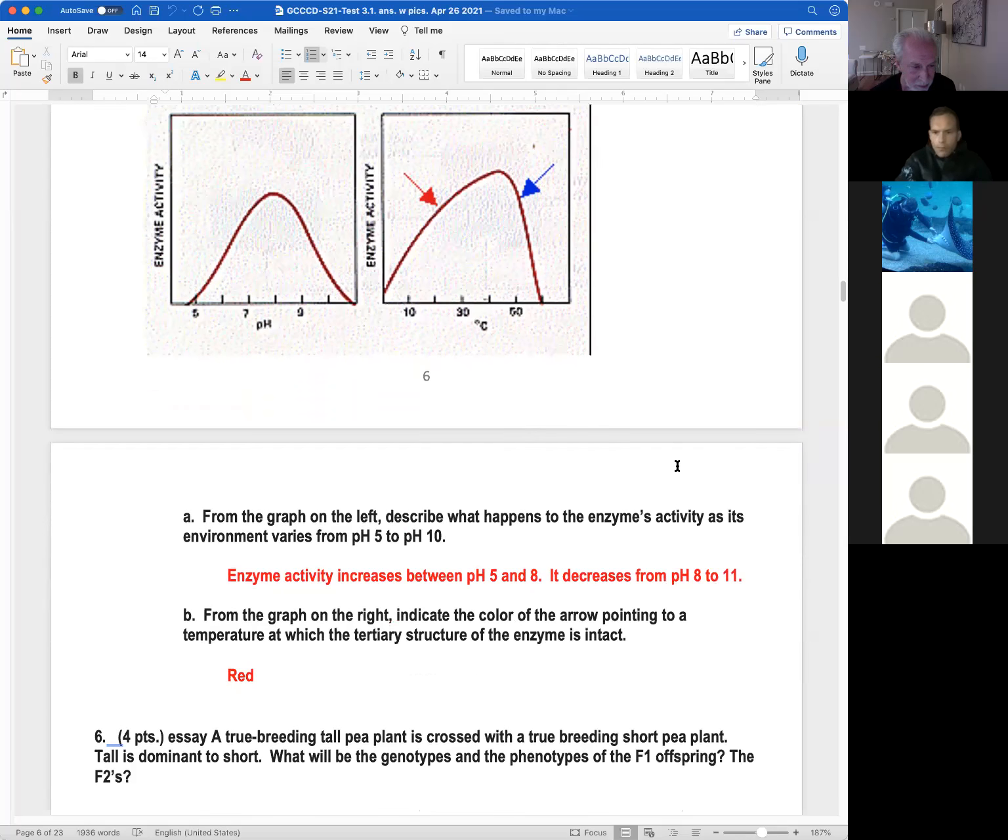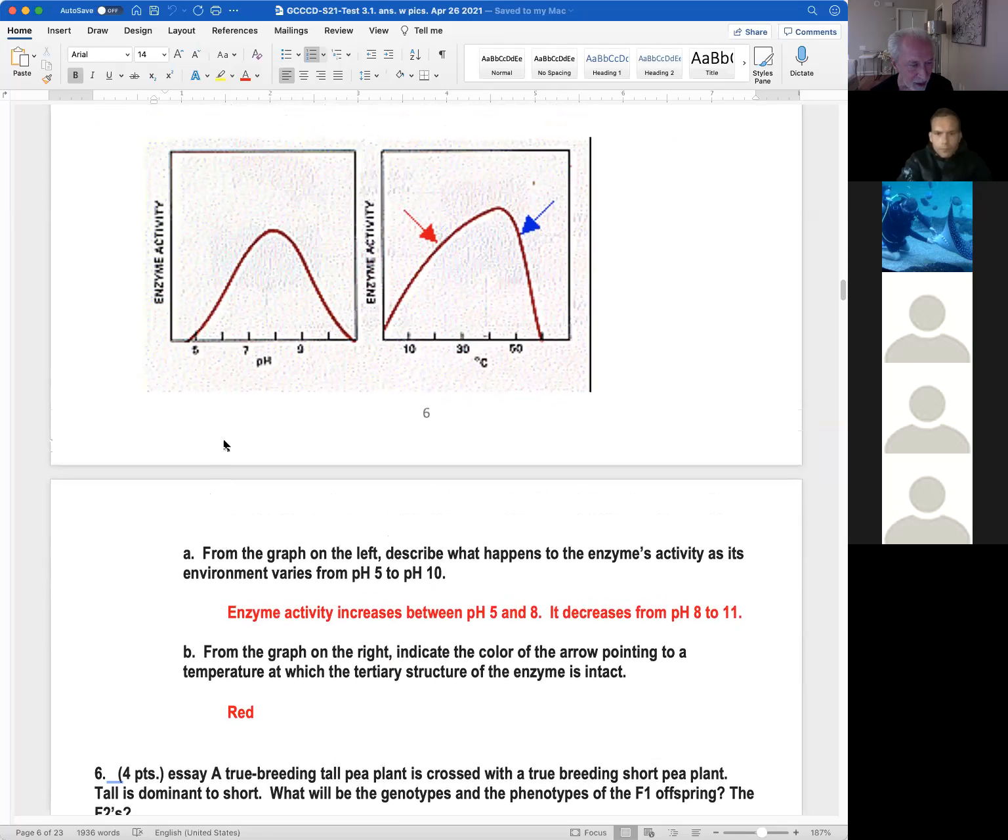Some of you got this right, but many of you didn't really describe what's happening. The enzyme activity is increasing between 5 and 8. 8 is the optimum, and then it decreases from 8 to 11. To get full credit on that, you had to say that there's both an increase and a decrease shown by this curve.